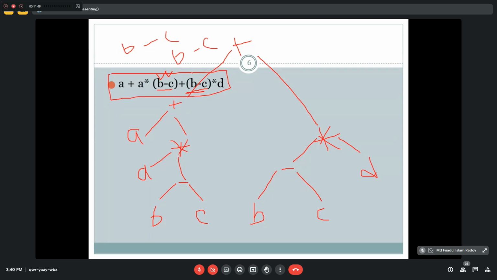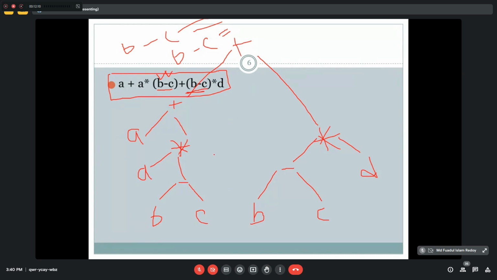Sir, same, because the bracket contents and the position are same. And if you calculate the value of b minus c and b minus c, they will also be the same, because the value of b and c is not updated. Is it? That means they are same. Yes, sir.